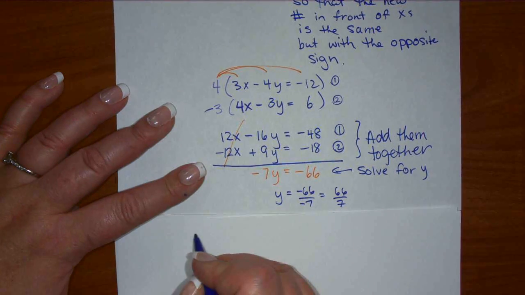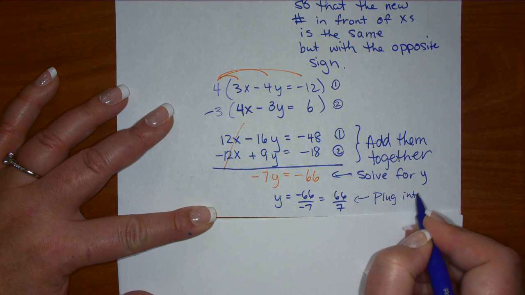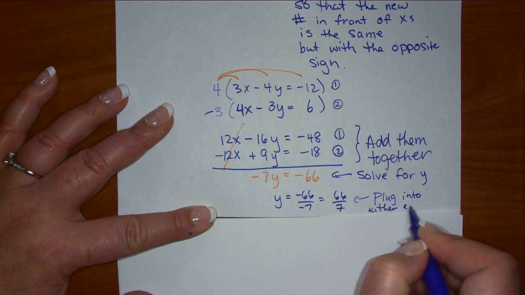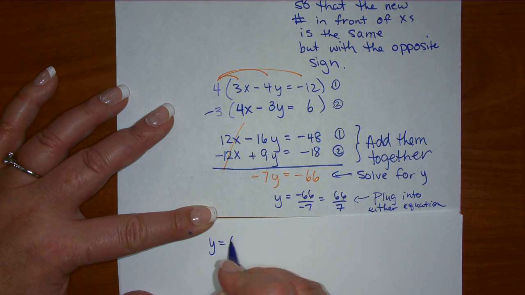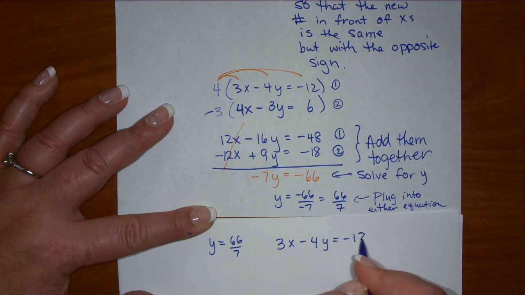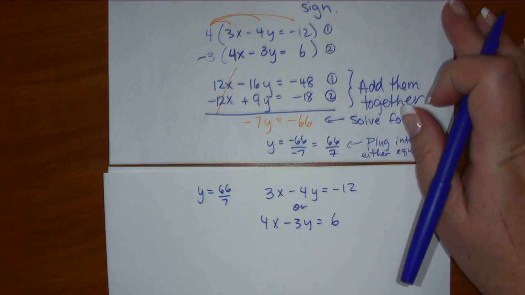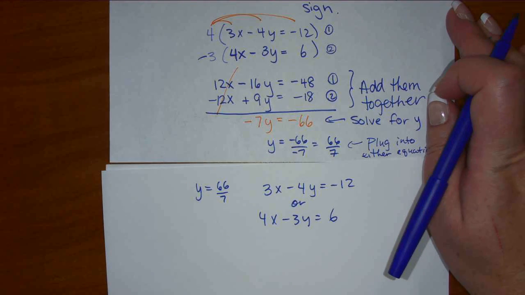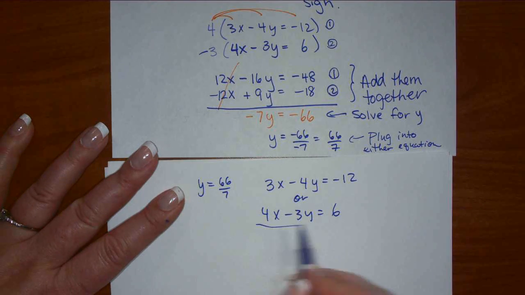So we have two equations, so we're going to plug this into either equation to solve for x. So we have y is 66 over 7, and let's say 3x minus 4y equals negative 12, or 4x minus 3y equals 6. Which one do you like better? I like the bottom one, without the minus 12, with the 6 instead. But whatever one you want is okay. I kind of like this one better, so I'll plug it into that.